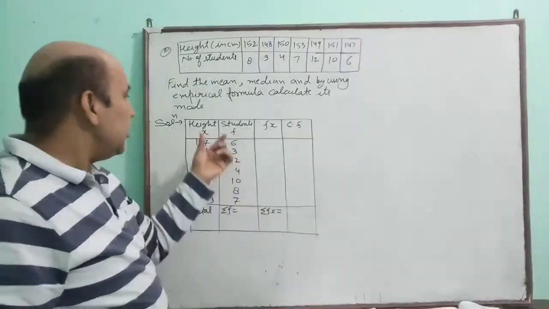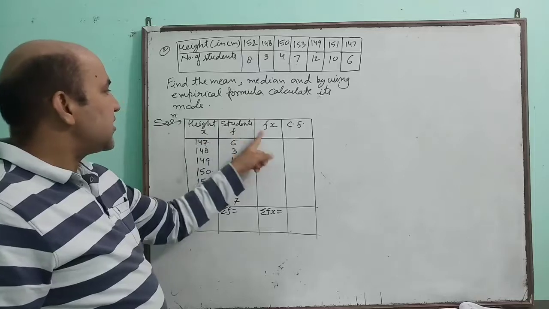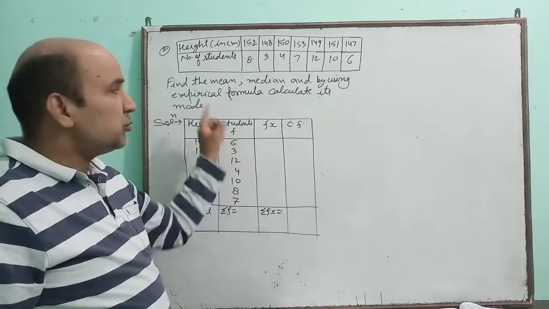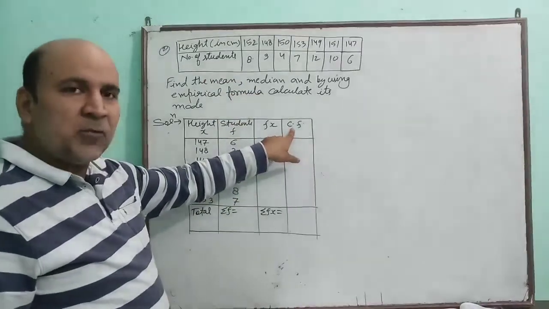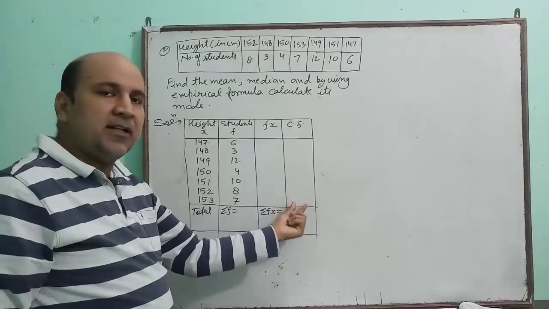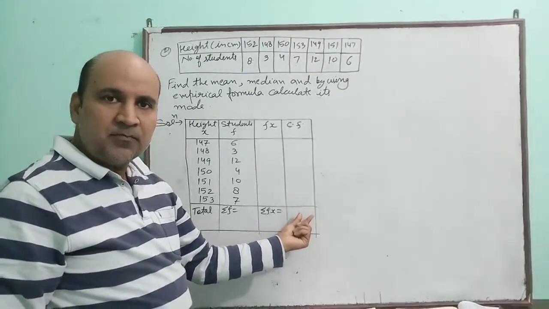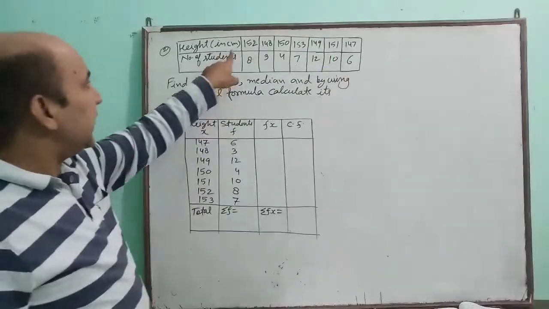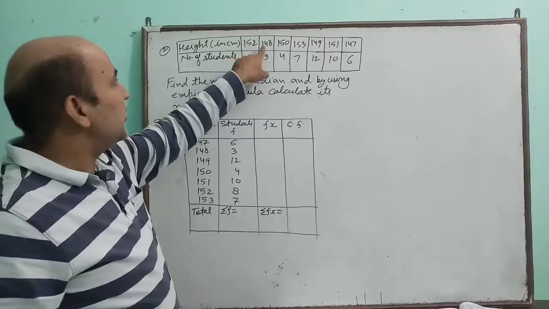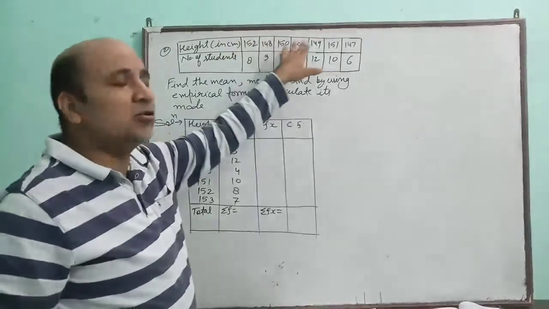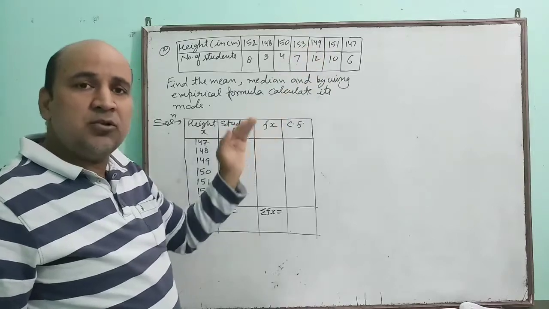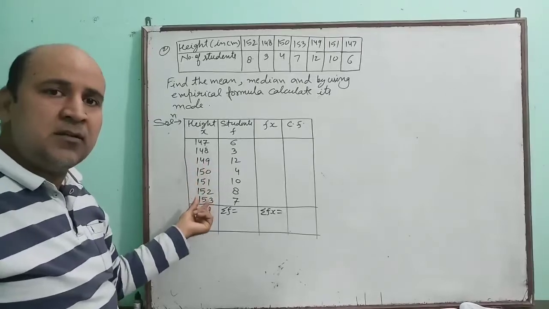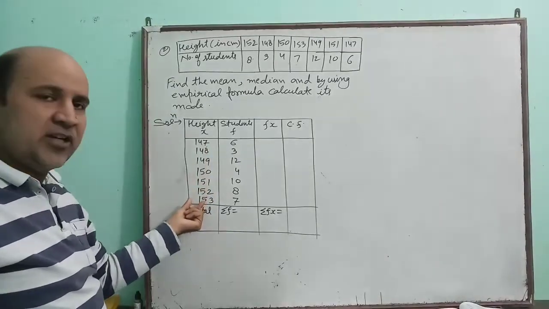To find the mean, we require f into x. So I have made the column f into x, the product of frequency and observation. To find the median, we need cumulative frequency. So one more column I have made here, which is the cumulative frequency. Okay, all the observations I have arranged in ascending order. See, in the question, 152, 148, 150 are not in ascending order. Since you have to find the median, it is necessary to arrange observations in ascending order. So I have arranged them here.